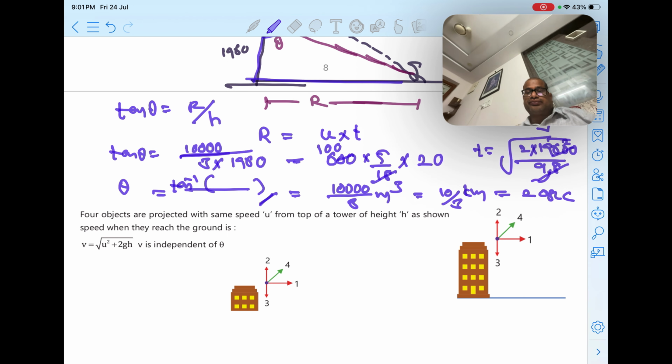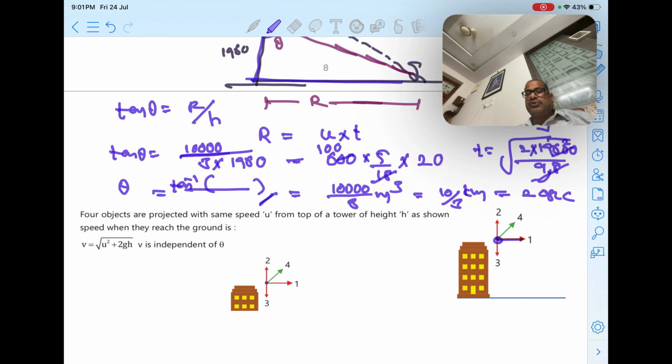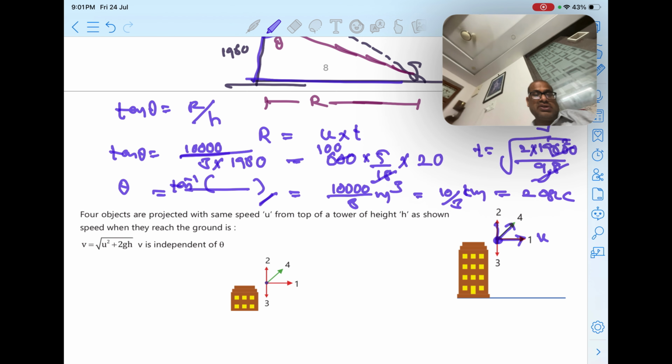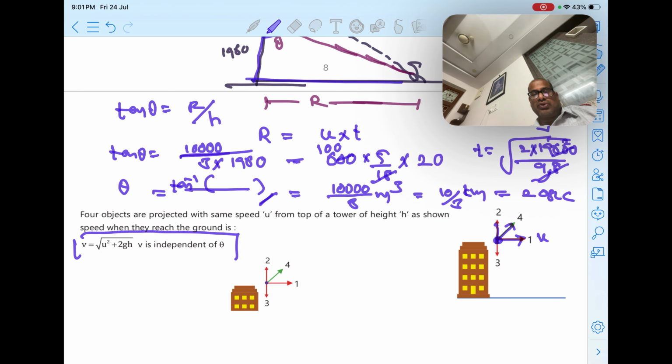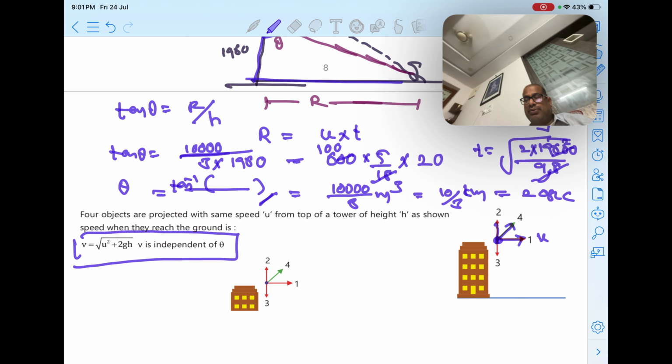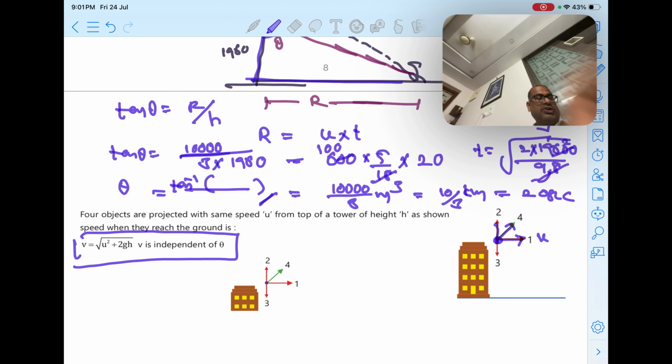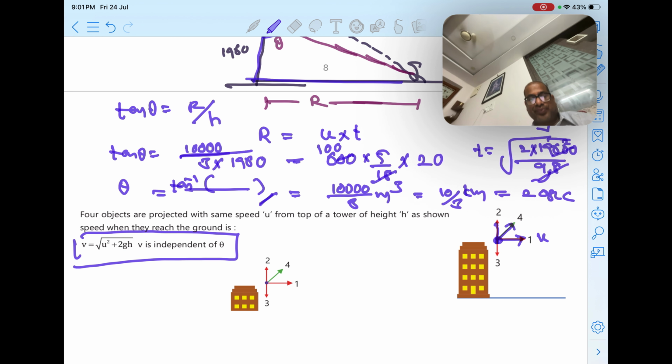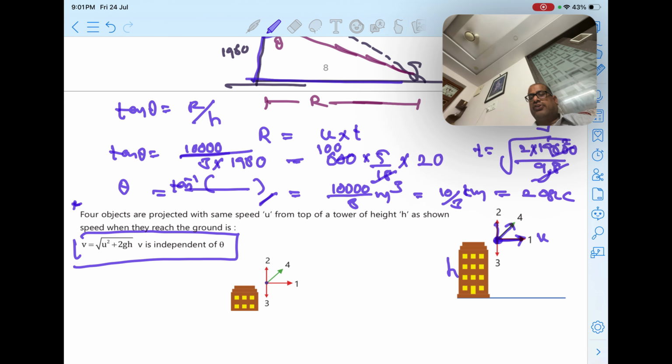Yeah, see here students, one point here: 4 objects are projected like this. The velocity on reaching the ground is independent of the direction of throw here. So 1, 2, 3, any direction doesn't matter. The velocity on reaching the ground will always be v is equal to root of u square plus 2gh. Keep in mind this one. Provided the vertical height is the same, the speed of projection remains the same. Keep in mind, height is important, same height.